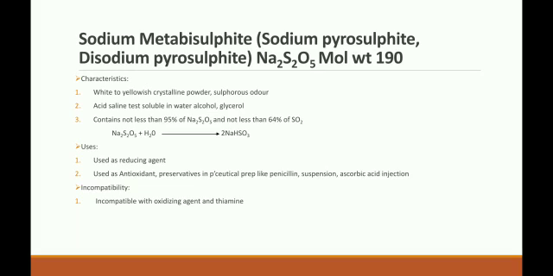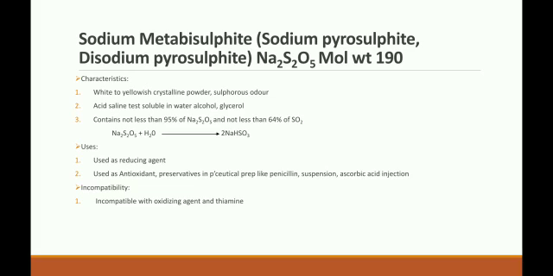The next compound, sodium metabisulfite. Usually we call it sodium pyrosulfite, disodium pyrosulfite, and molecular formula is Na2S2O5 and molecular weight is 190. It contains not less than 95% of Na2S2O5 and not less than 64% of SO2. It contains a small amount of sodium sulfite and sodium sulfate. Commercial sodium bisulfite is the metabisulfite. When bisulfite is specified, metabisulfite can be used as it is converted to bisulfite when dissolved in water. Reaction is Na2S2O5 plus H2O, which gives twice NaHSO3.